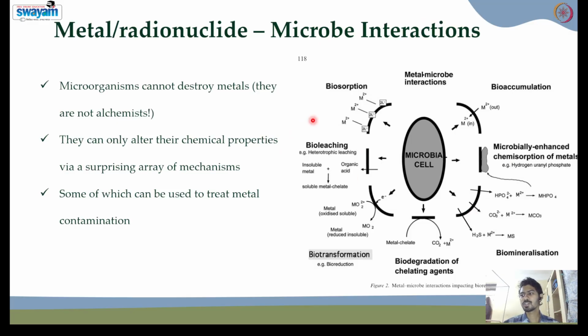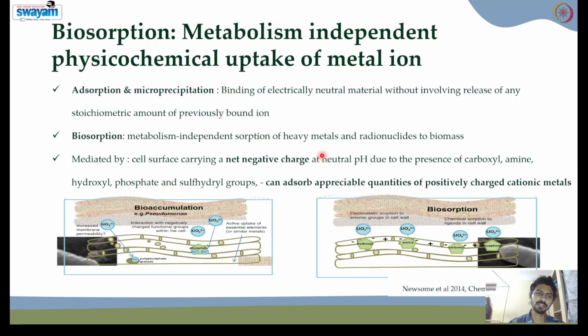So by this, we understood that the microorganisms interact with the heavy metals in different ways. One is they absorb onto the surface, or they accumulate onto their membrane, or they try to mineralize them, or they try to reduce their form, or they try to leach from the surface. So these are all the different metal-microbe interactions that are normally seen in the environment for bioremediation.